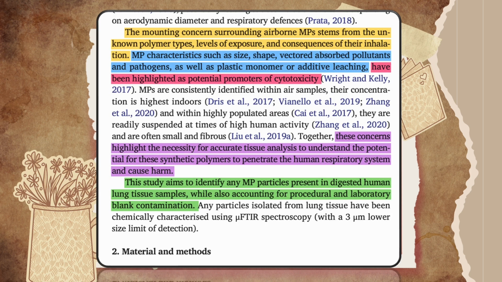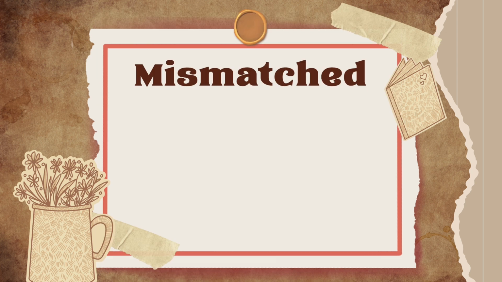In yellow, the authors are concerned about the inhalation of microplastic, and then they also stated that microplastics can absorb pollutants, pathogens, and even additives are leaching from the microplastics. So we reach the cytotoxicity concerns, the impact. So their objective was to analyze lung tissue samples to see if they can find microplastics that can cause harm to humans.